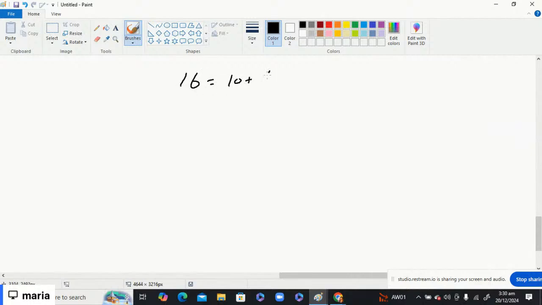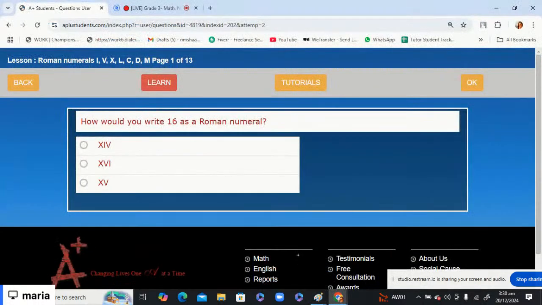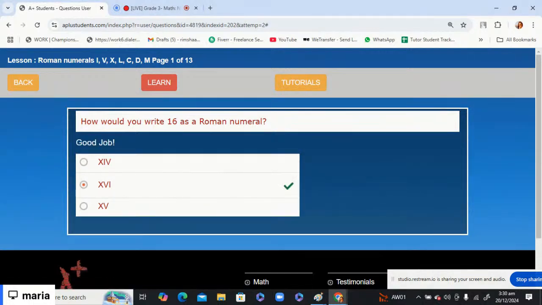10 plus 6. What is 10? X. What is 6? V and I. 5 and 1. This is XVI. Let's see. Is there any option XVI? Yes, it's on here. XVI. Okay, this is the right answer.